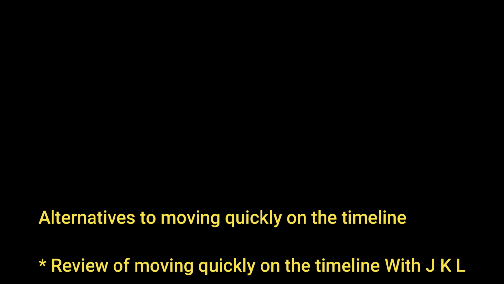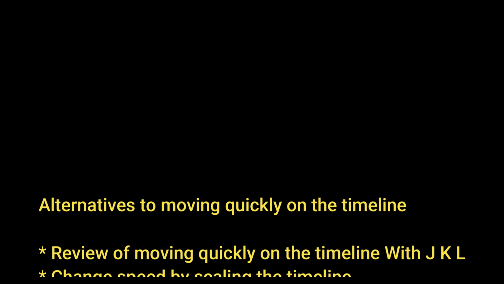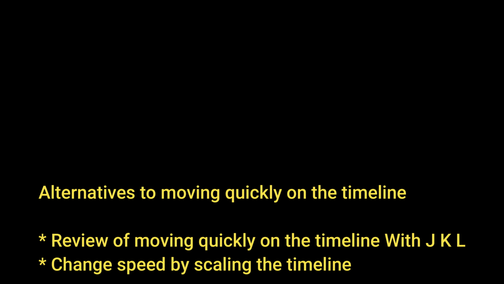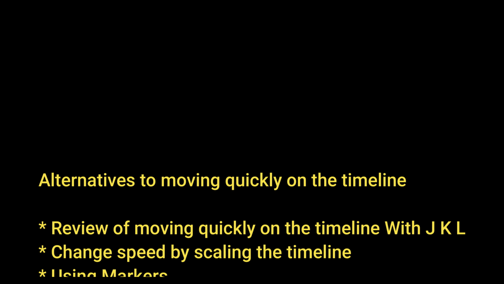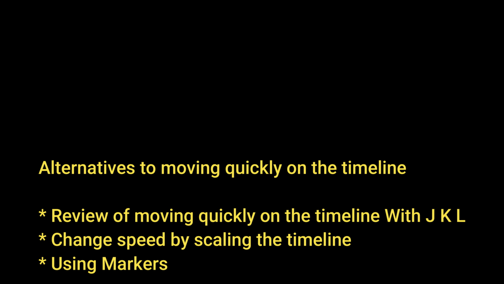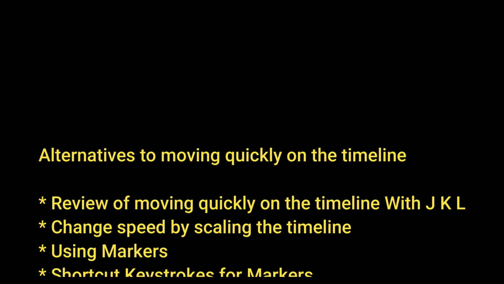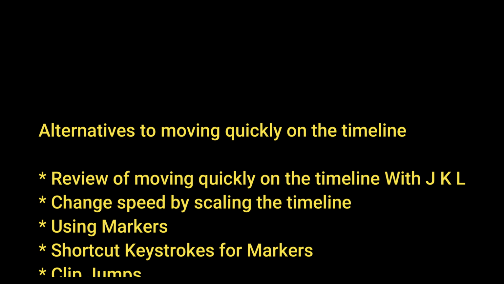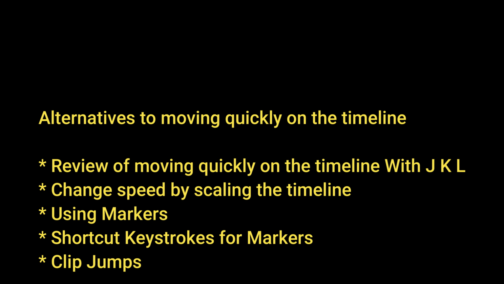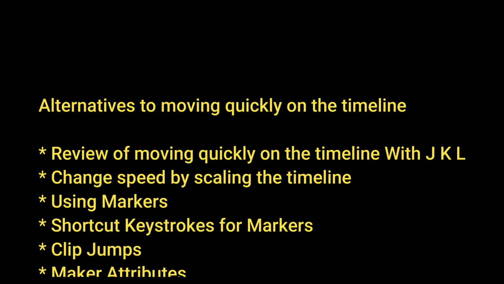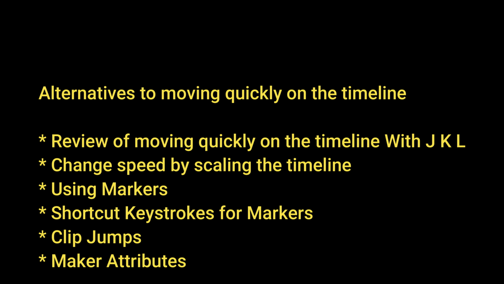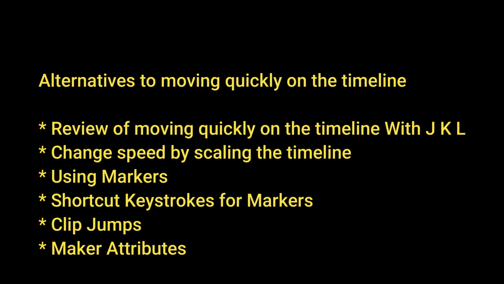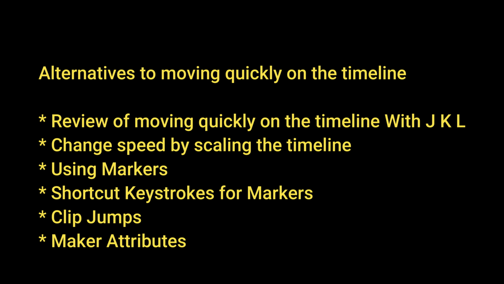In this video, then, we will discuss alternatives to moving quickly on the timeline. First, we will review how you quickly move using the shortcut keys J, K, and L. Then we'll talk about changing the speed by scaling the timeline. Next, we'll discuss a little bit about markers. And then we'll talk about the shortcut keystrokes for markers. And we'll then discuss how you can jump from clip to clip. And then we'll talk about markers and their attributes.